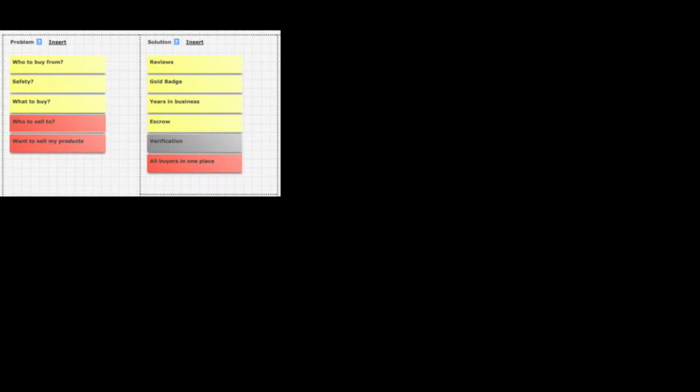And one thing that is interesting in terms of problem and solution is verification. 85% of the people buying something on the platform only want to buy from verified businesses. So what Alibaba does in this regard is that they offer 3 levels of verification that you can basically buy as a supplier on the platform.